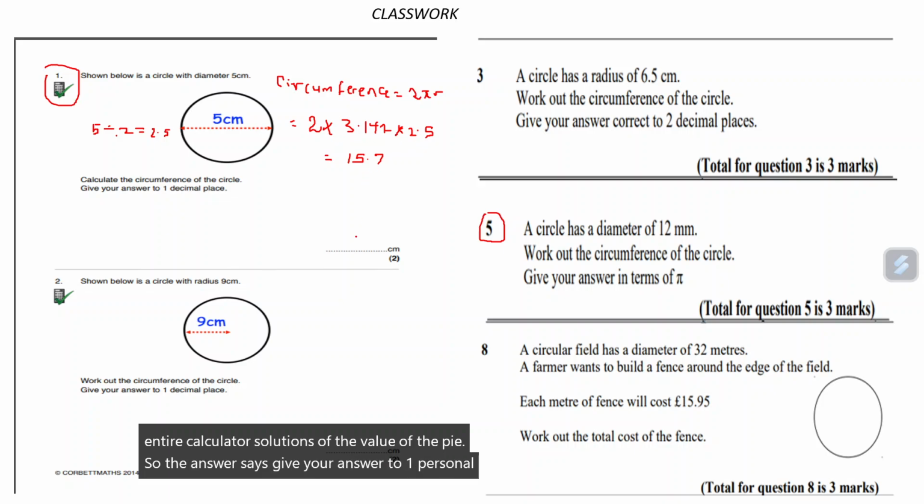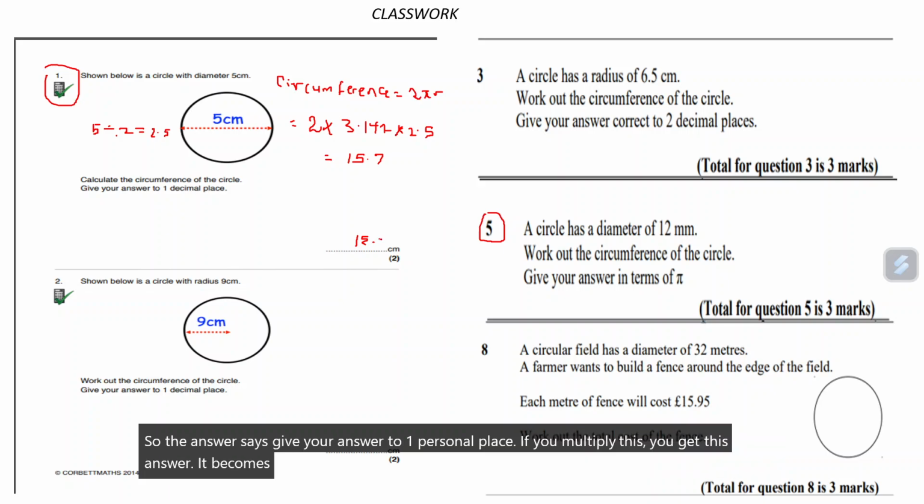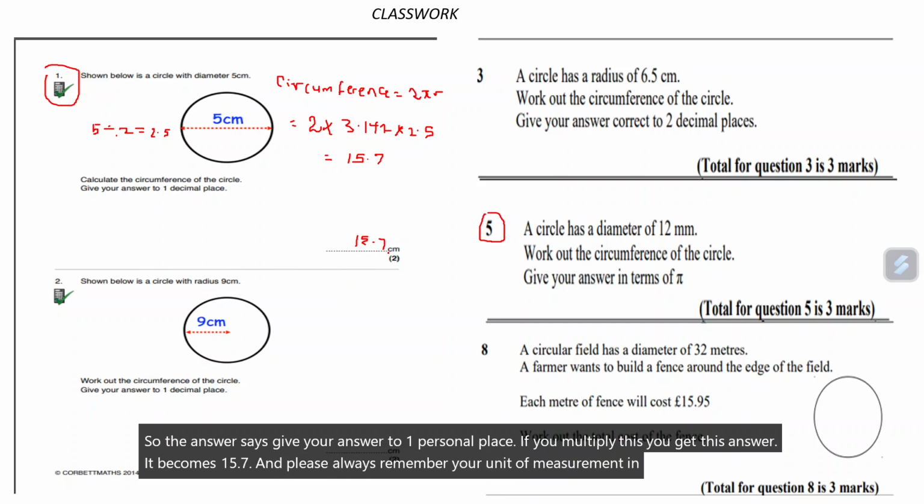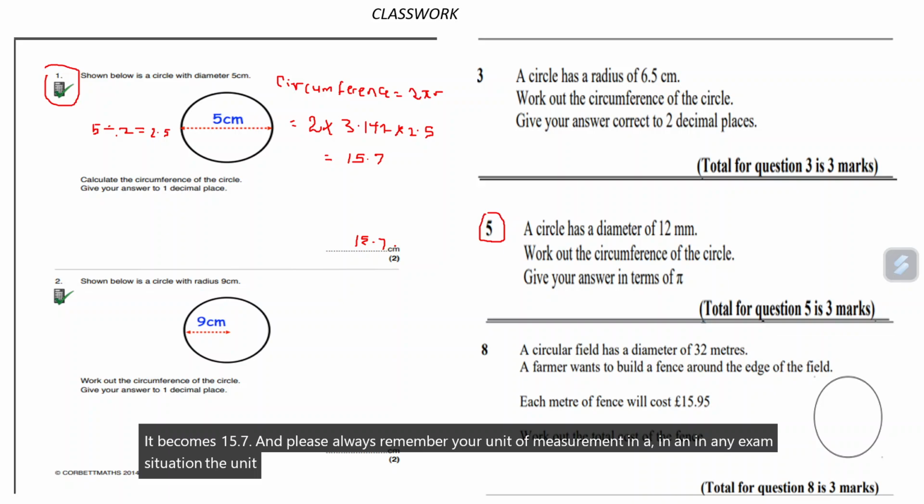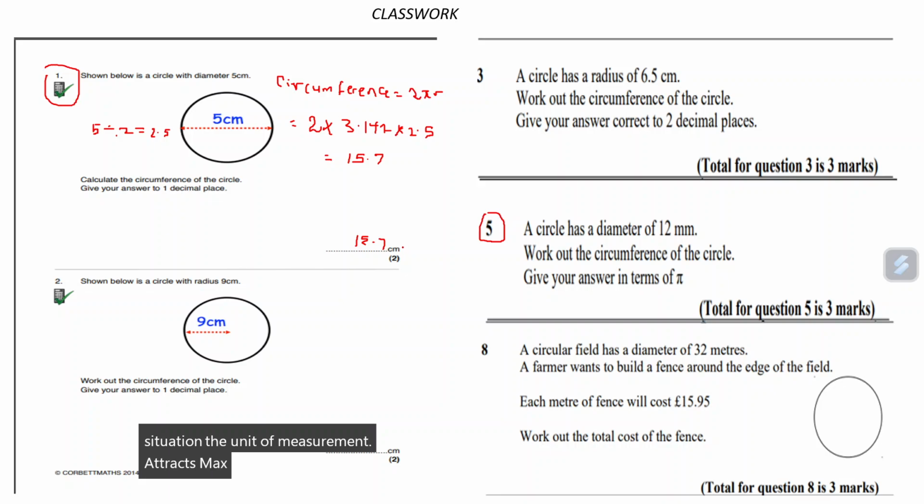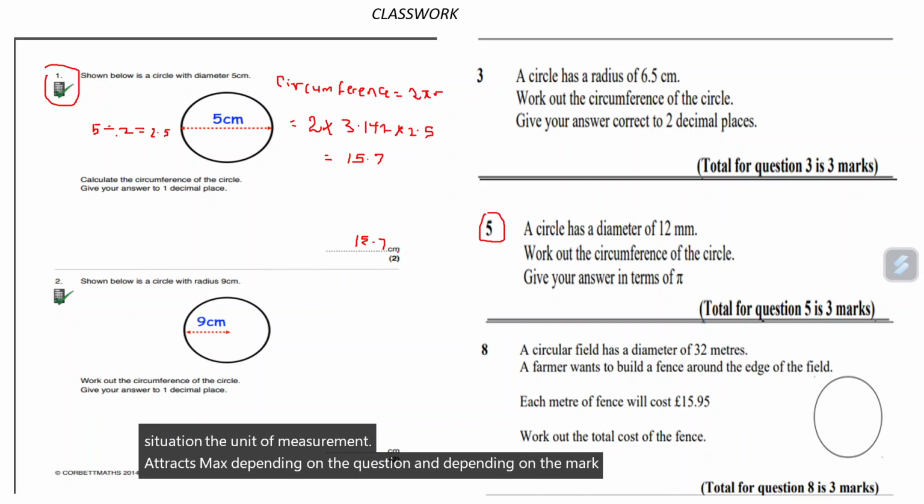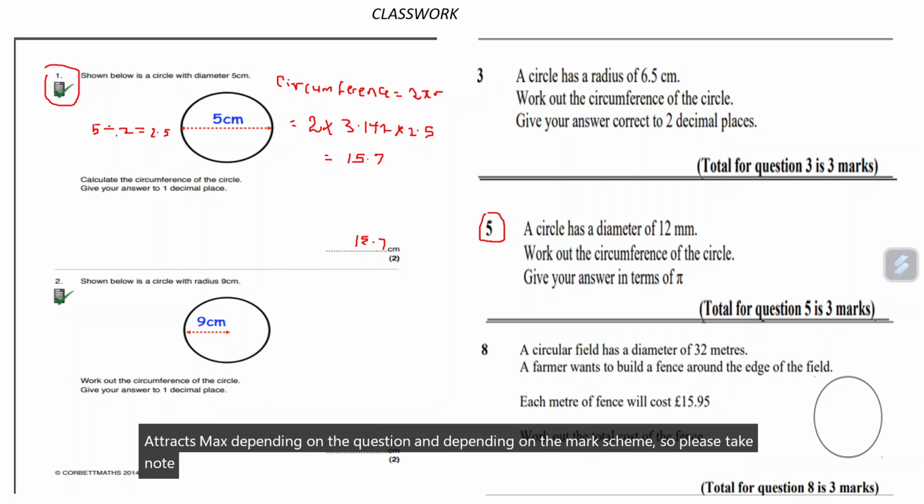If you multiply this, you get this. So the answer becomes 15.7. And please always remember your unit of measurement in any exam situation. The unit of measurement attracts marks depending on the question and depending on the mark scheme. So please take note of this. Then we'll look at the other question, question number 5.